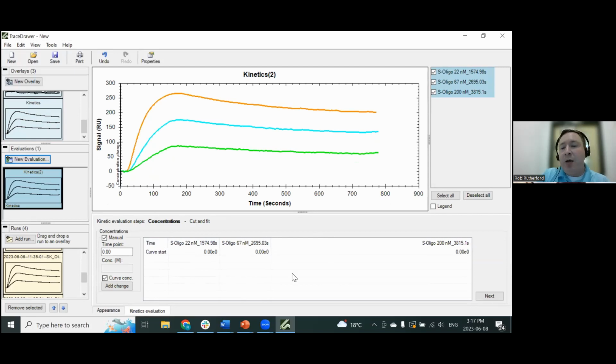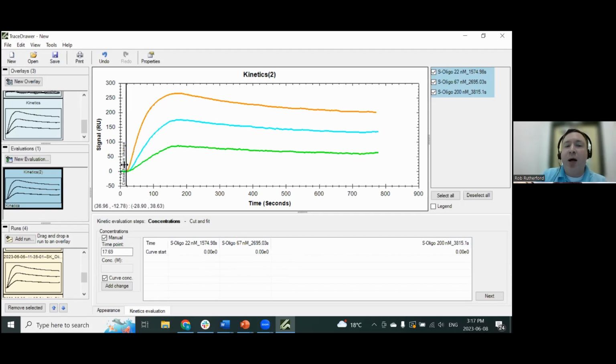So you can see along the bottom, we have a graph or a table, which is showing us the 3 different concentrations of our analyte, and they start at 0. This is normal because the software understands that before the injection started, there was no concentration of analyte passing across. What we now want to do is drag this concentration change bar to where the injections actually began. So to do that, you just move the concentration change bar.